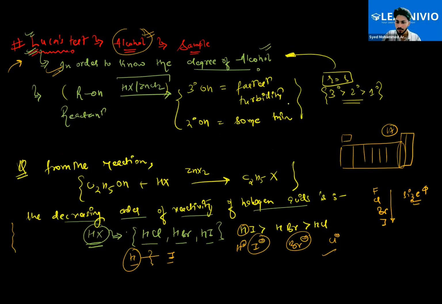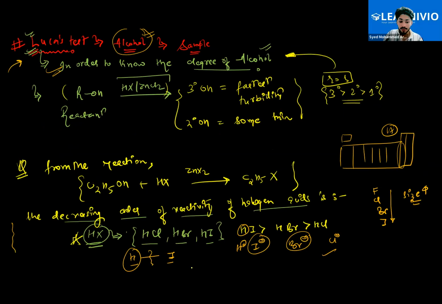So this I have also completed here. This type of question will also be asked: HCl, HBr, HI. If I use HI, will the reaction be fast, or if I use HBr, which will be fast? They will ask you the reason why it is so.